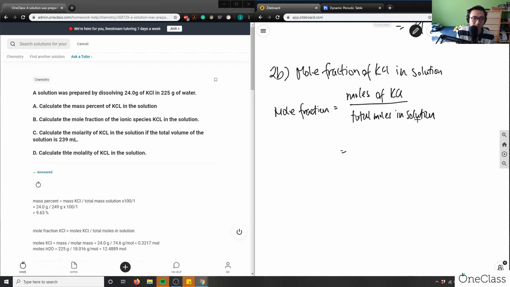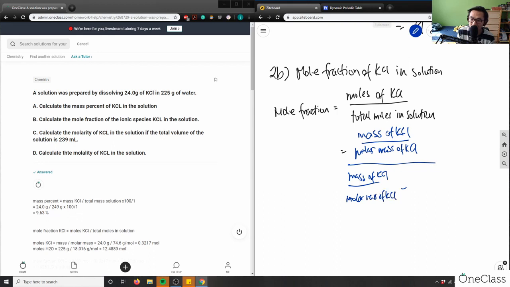And that's going to equal, so let's see, we have our moles of KCl. How do we solve for moles of KCl? We have to do moles equals mass over molar mass, right? So this would be mass of KCl divided by molar mass of KCl. This is all divided by total moles of solution. So this would be mass of KCl divided by molar mass of KCl plus the mass of water divided by the molar mass of water. So again, this is a big formula, but it's not really that confusing. This here is n KCl, the moles of potassium chloride. This here is also the moles of KCl, and this is the moles of H2O. So that's all we're doing here.